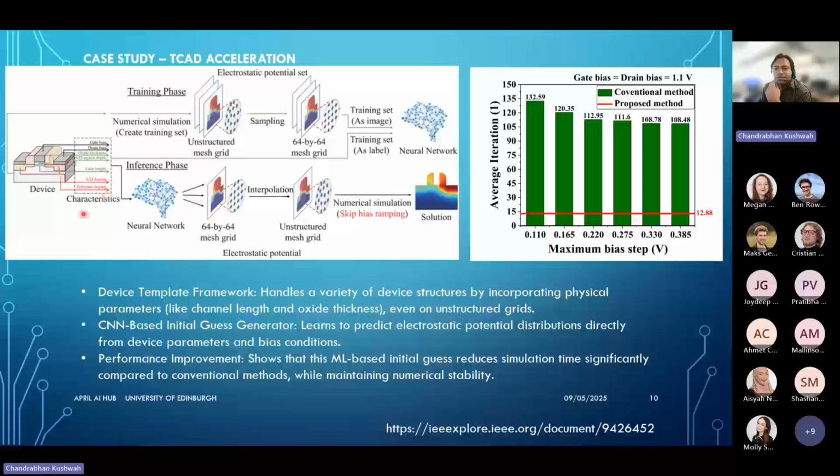And this method allows any device instance within the design template to be represented on a standard 64 by 64 tensor grid, capturing the entire silicon region. Note that the insulating regions, such as gate oxide and nitride spacers, are excluded from this grid. These regions exhibit relatively linear behavior and can be easily solved using Laplace equations. So they are not necessary for the training data, which focuses on modeling nonlinear semiconductor behavior.